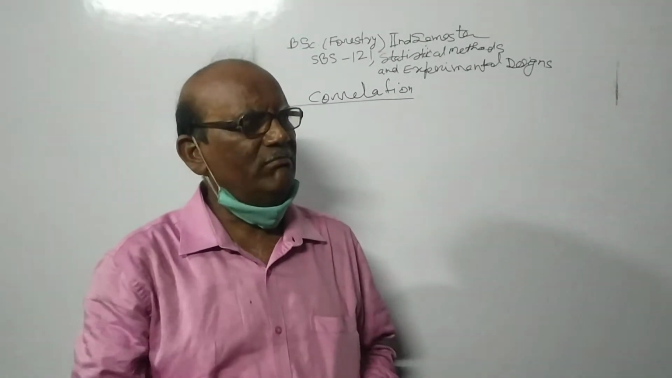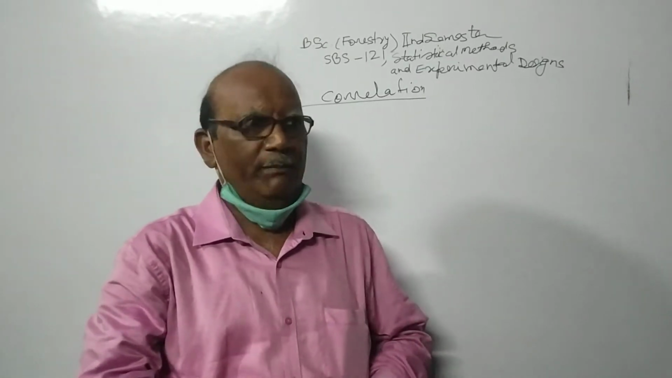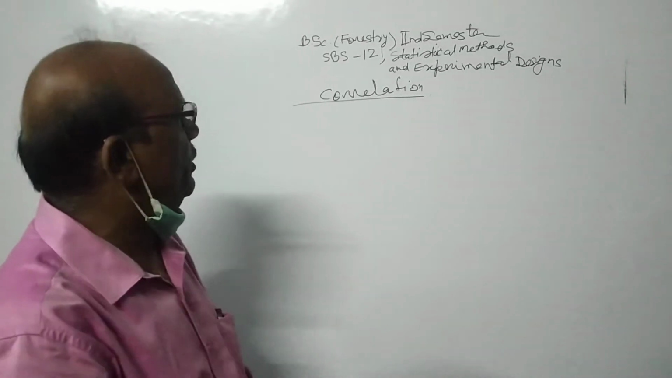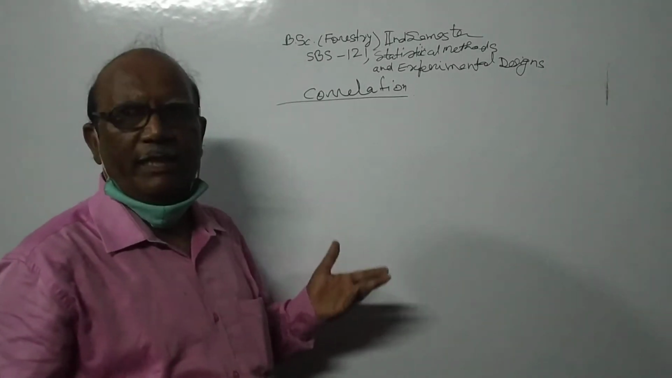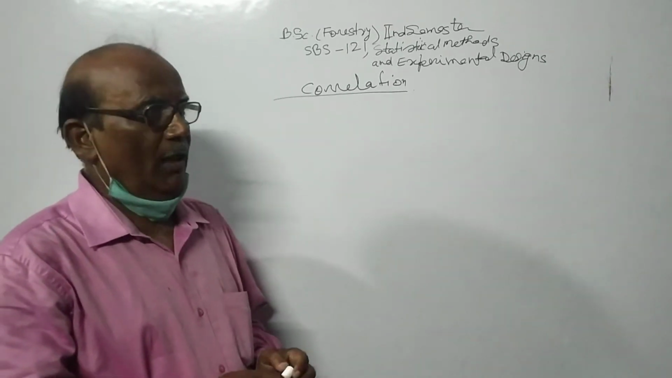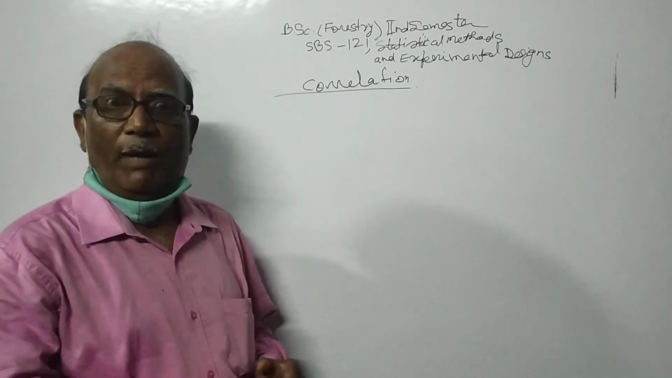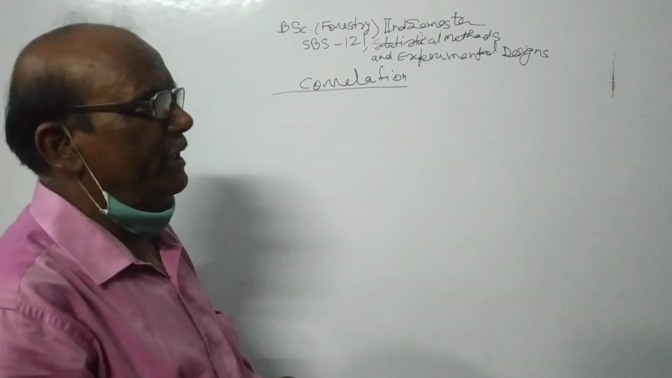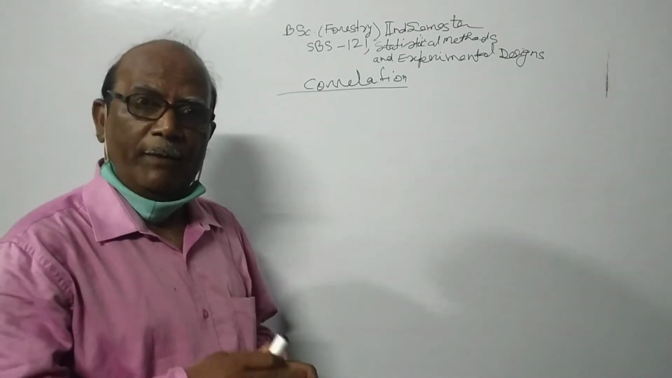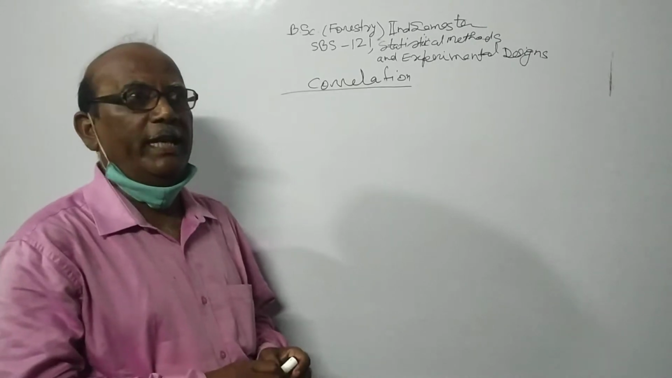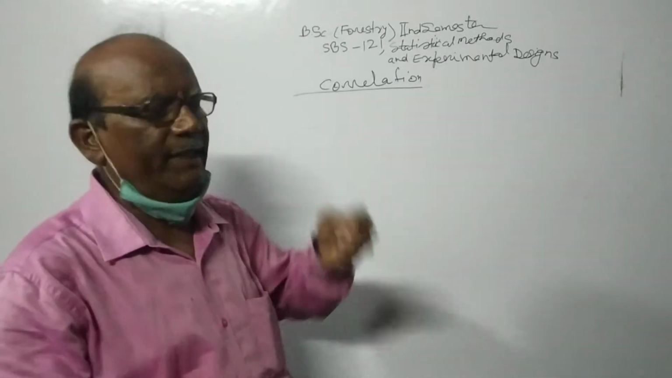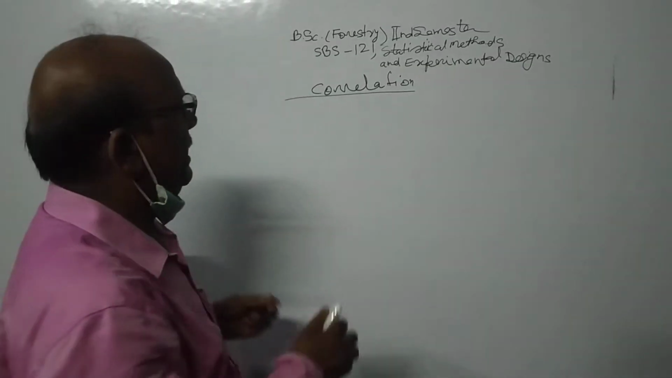In the previous chapters, namely measures of central tendency and measures of dispersion, you already know the arithmetic mean and standard deviation involve only one variable, but in correlation we have bivariate data. Bivariate means two variables, and the two variables are of two types: one variable is independent and the second variable is dependent.